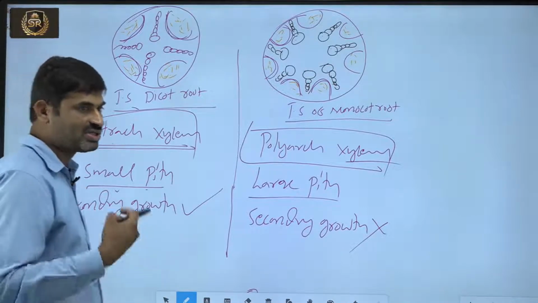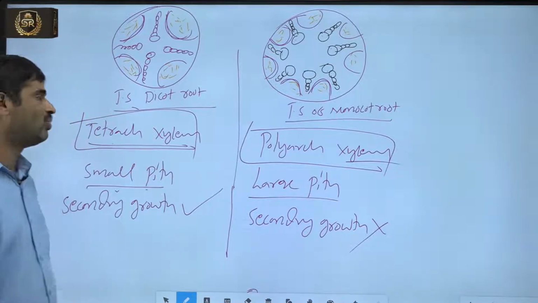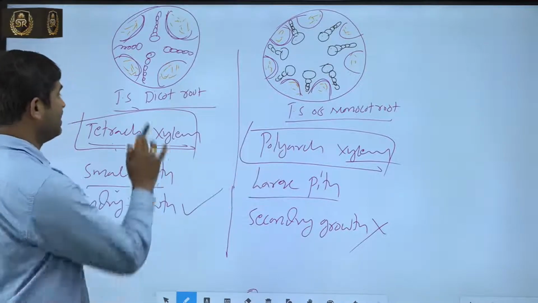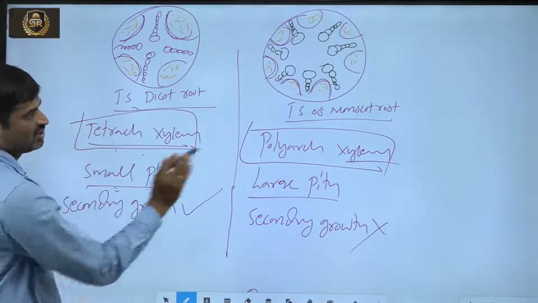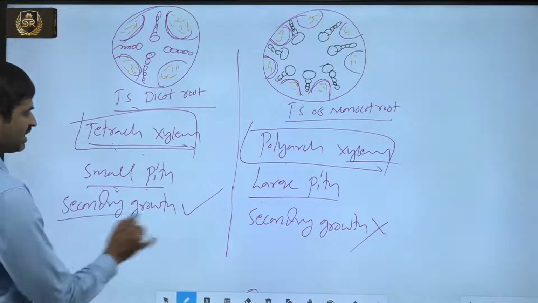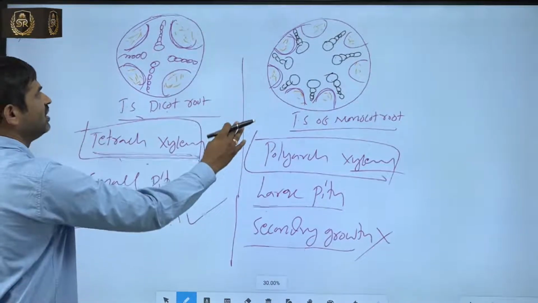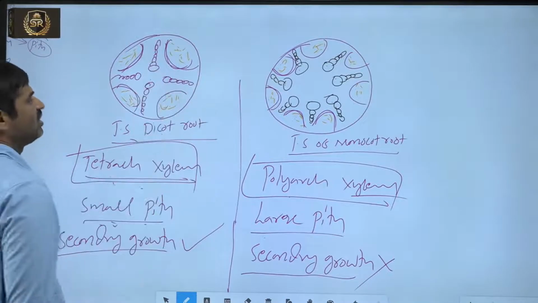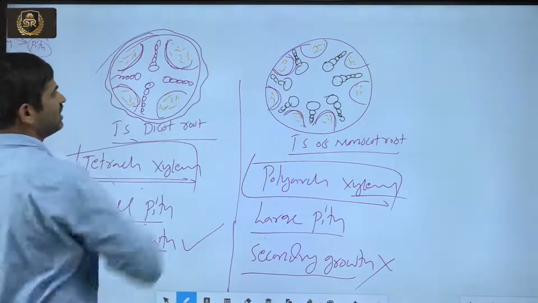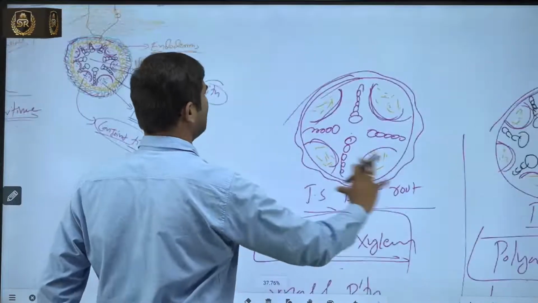Epidermis, cortex and endodermis are common points in dicot root and monocot root. Major differences between dicot root and monocot root: in dicot root the xylem vessels are in tetrarch condition, in monocot root polyarch condition. Small pith is present, large pith is present. Secondary growth and development is present, secondary growth and development absent. Pericycle is involved in secondary growth in dicot and not involved in monocot.